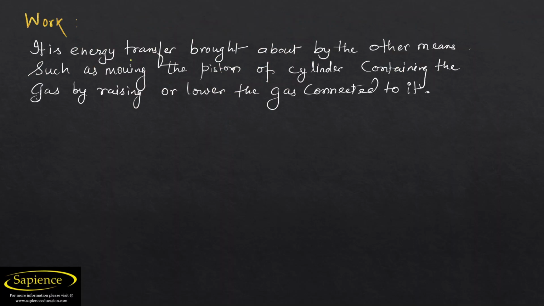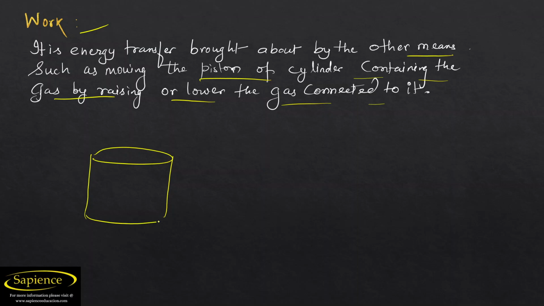Now let us discuss the basic definition of work. It is the transfer brought about by other means, such as moving the piston of a cylinder containing a gas by raising or lowering the weight connected to it. Let us consider there is a cylinder and there is a piston. This part is known as the piston. There are gas molecules inside it.